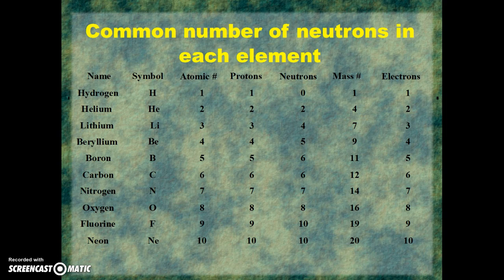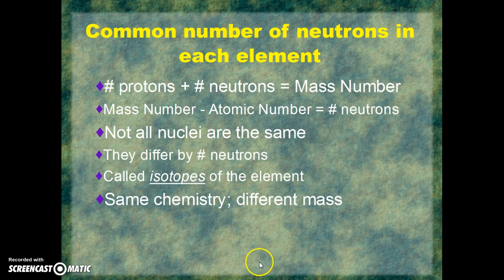Each, however, has the same number of electrons as every other atom of that element. Now, the number of protons plus the number of neutrons is the mass number. The mass number minus the atomic number then is the number of neutrons. Not all nuclei are the same, however. They differ by the number of neutrons.